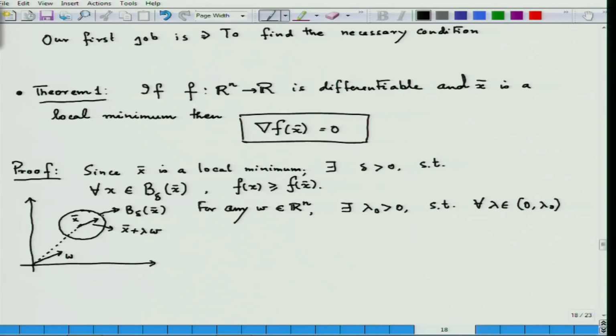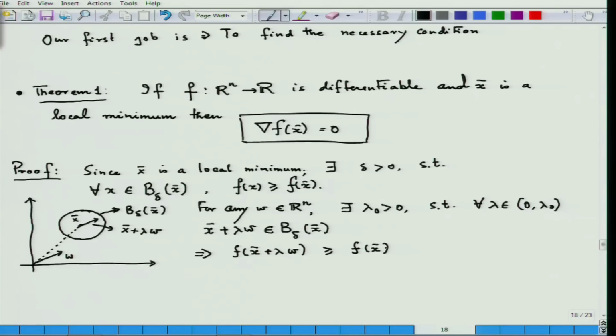you see, lambda naught is the point where x bar plus lambda w, this vector, comes and touches the boundary, because once you are on the boundary you are out of the neighborhood. So, that is why you have an open interval here. So, that for all lambda of this, x bar plus lambda w remains in the ball. This naturally implies f of x bar plus lambda w is bigger than f of x bar.